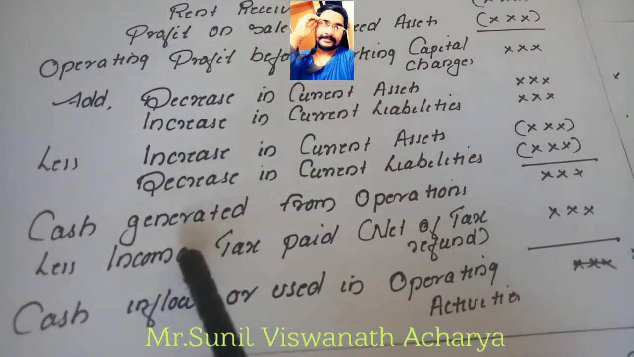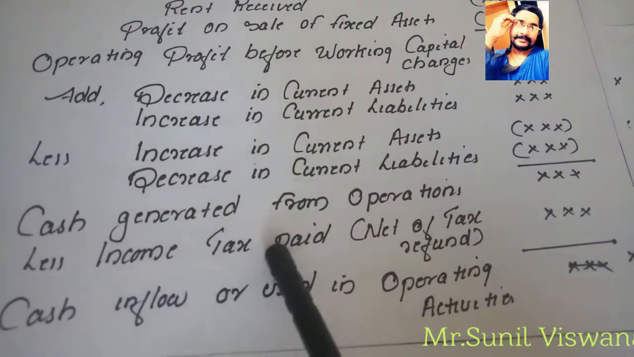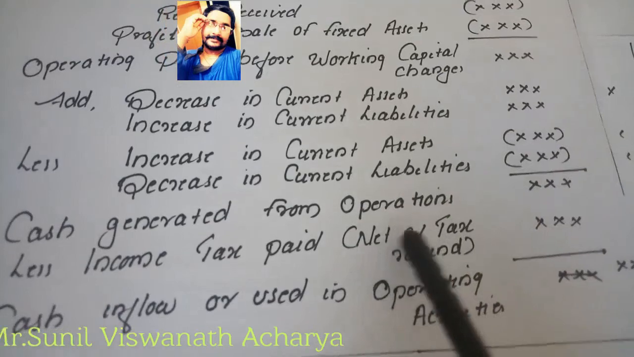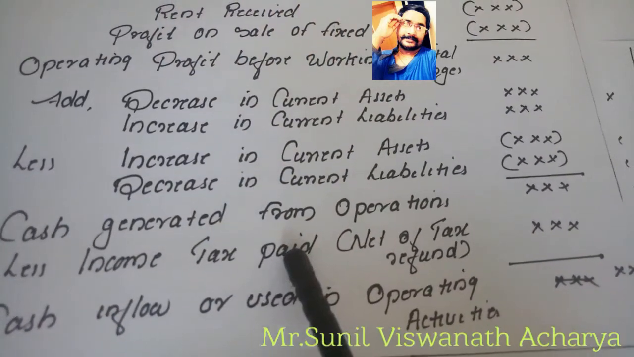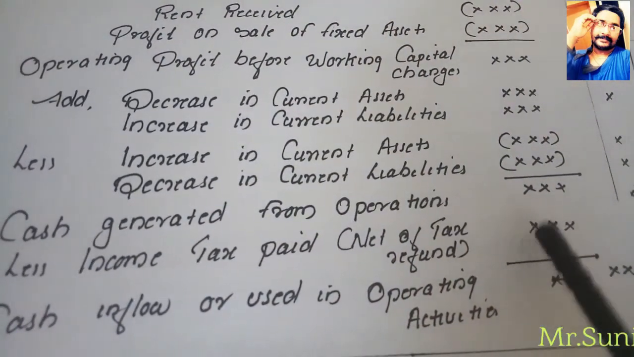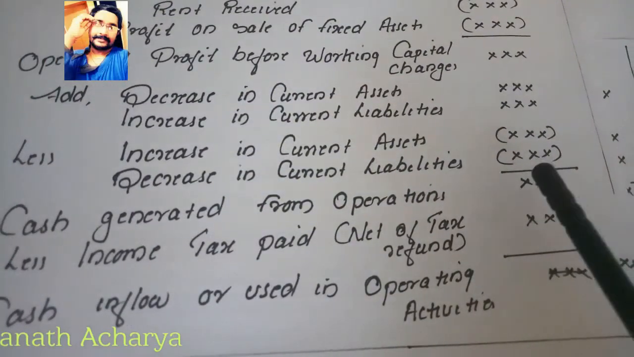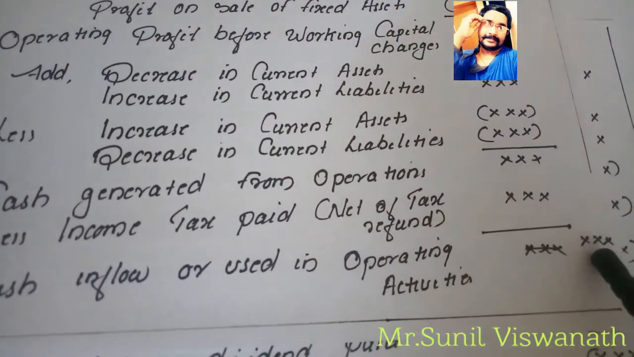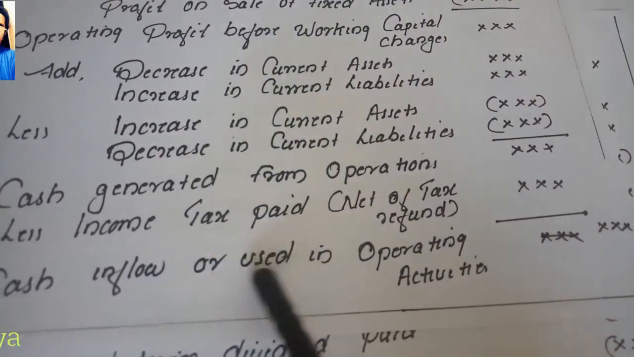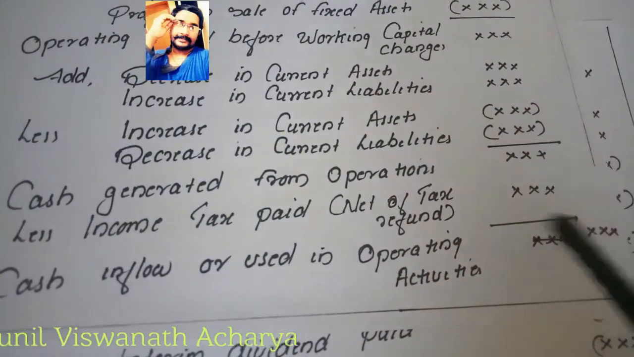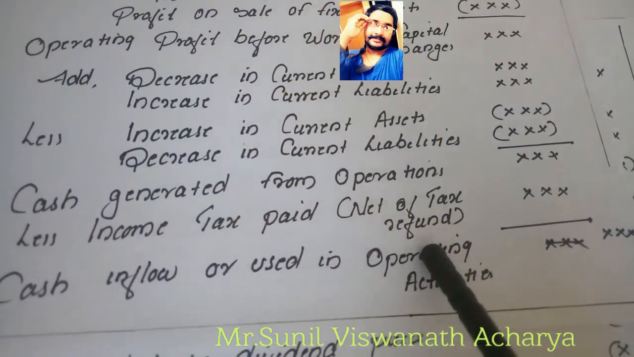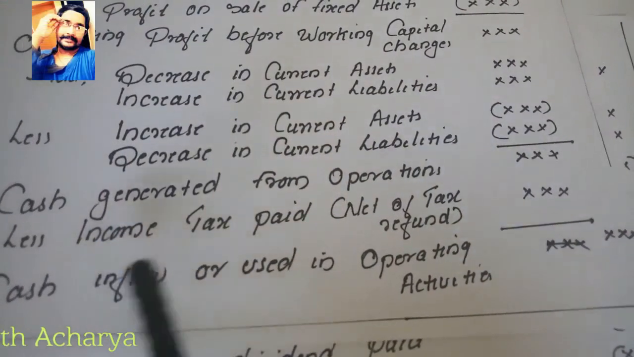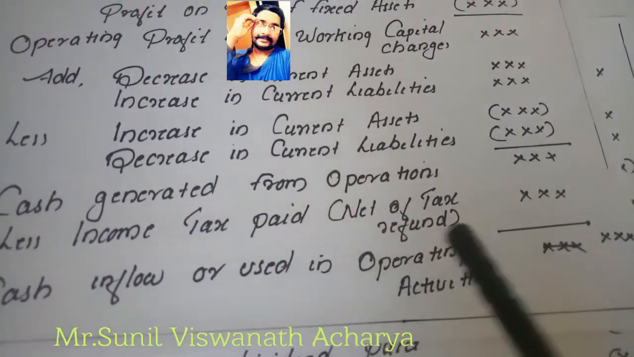From this we have to minus the tax, that is income tax paid. When you take income tax paid, net of tax refund, any refund amount that is there, we have to minus from this. Okay, so the balance amount we have to write as tax paid. From this cash generated from operation we will minus tax paid. The balance amount we will write in the outer column. If you are getting a positive amount it is known as cash inflow from operating activity. If you are getting a negative amount it is known as cash used in operating activities.